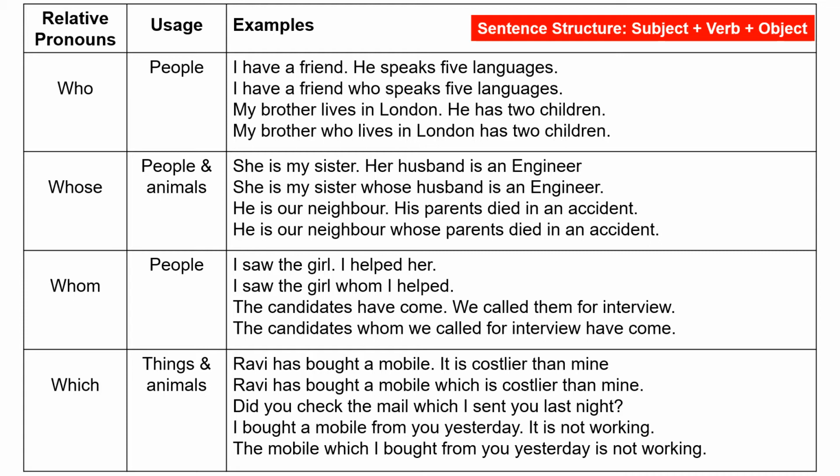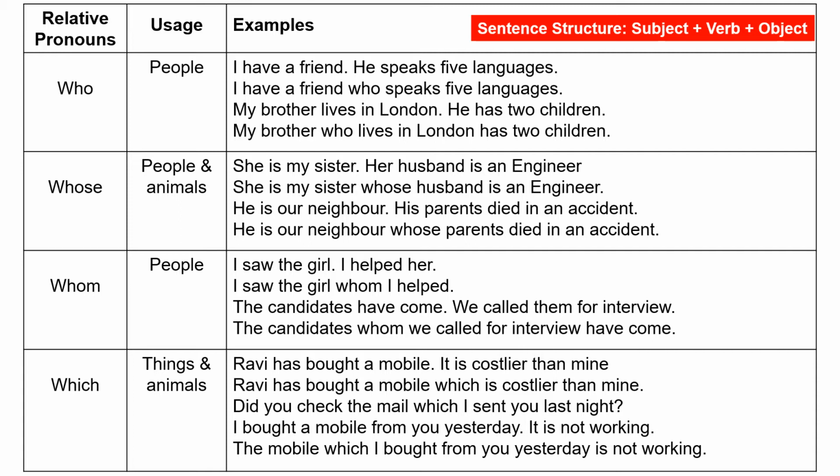First, relative pronoun who. Who is used for people. Who is used in the place of the subject and it replaces the subject. For example, I have a friend, he speaks 5 languages. These are the two sentences. So we are going to use who to connect these two sentences.